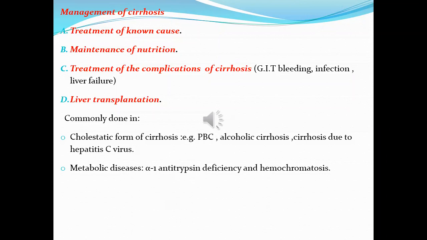Treatment of complicated liver cirrhosis. The complications of liver cirrhosis, like upper GI bleeding, infection, for example infective peritonitis, or advanced liver failure, should be treated according to the underlying complication. Upper GI bleeding is treated accordingly. Infection is treated with antibiotics. Liver failure may need a liver transplant. The end management of liver cirrhosis is liver transplant.